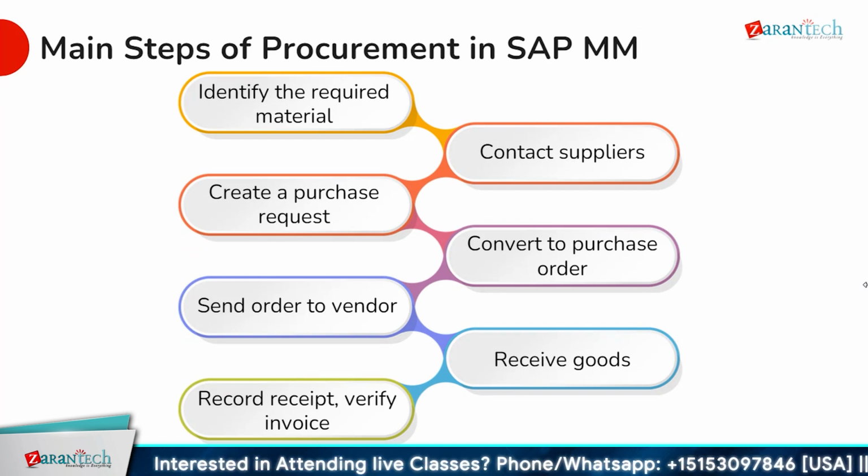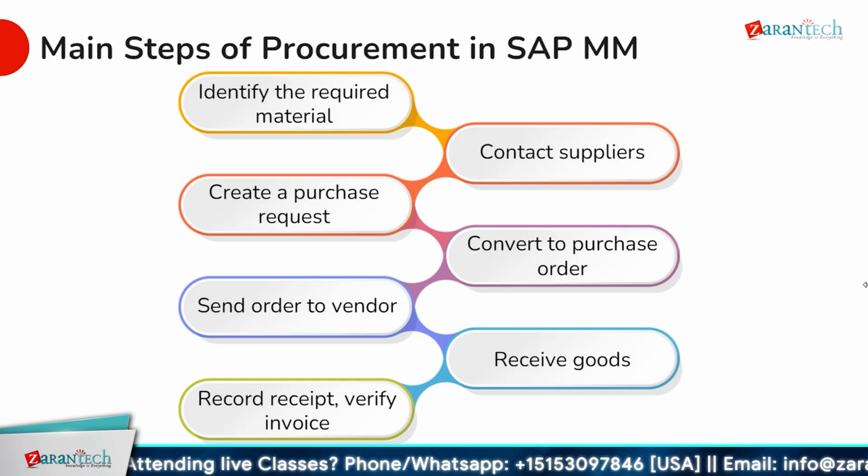The procurement process in SAP MM involves several key steps. It begins with identifying the required materials based on production plans, sales orders, or inventory levels. Once the material requirements are determined, the next step is to contact suppliers and request quotations. SAP MM supports the creation of purchase requisitions, which are internal documents that specify the material needed, quantities, and delivery dates. The purchase requisition is then converted into a purchase order, which is a legal document sent to the vendor.